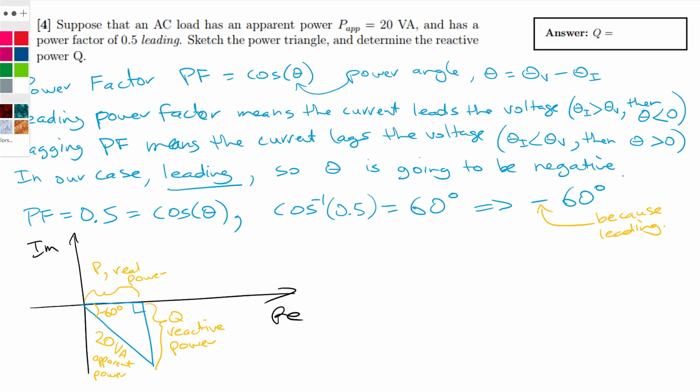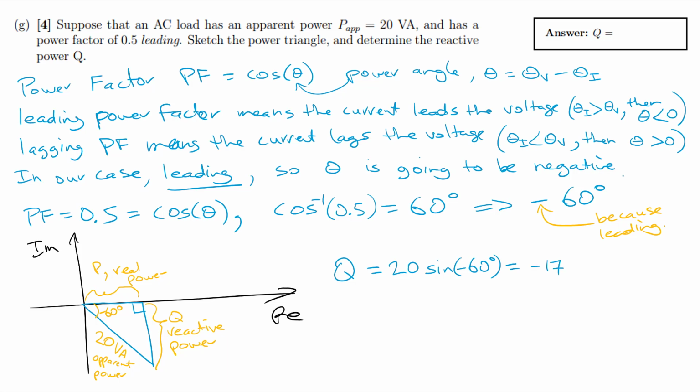So we know that Q is going to be equal to 20, which is the hypotenuse, times the sine of minus 60 degrees, and that is going to work out to minus 17.321 vars. That's the unit for reactive power. So then we just plug that in, minus 17.321.